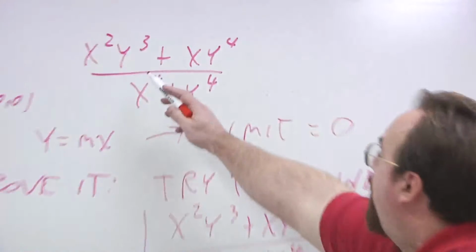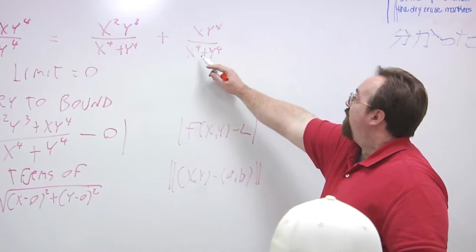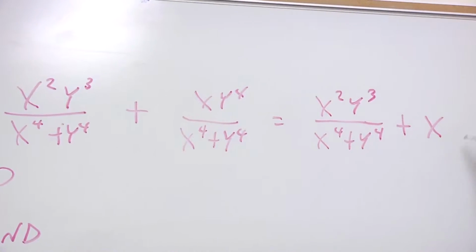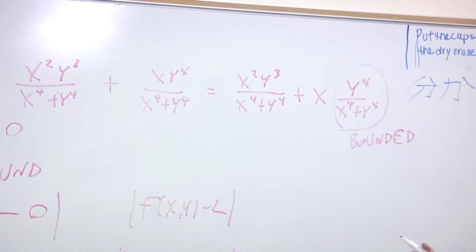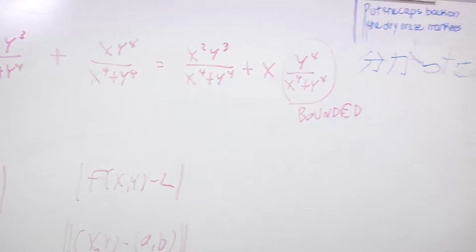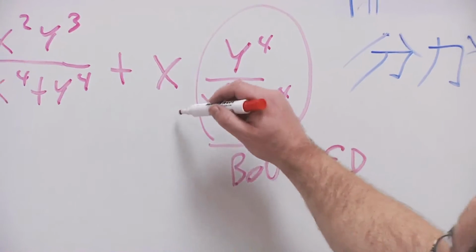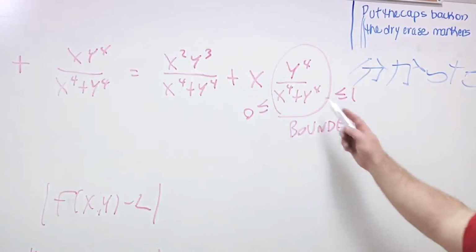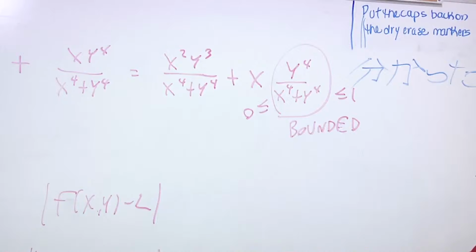First, let's break this up into two separate fractions. Now, the second one is actually the easier one to work with, so I'll show you that first. Factor out an x up top, and then we have y to the fourth over x to the fourth plus y to the fourth. This fraction can be bounded: it is greater than or equal to 0 and less than or equal to 1. What's really important here is that all the exponents are even, so everything we're talking about is non-negative. If there were negatives involved, the picture would be a lot more complicated. We couldn't really do anything.